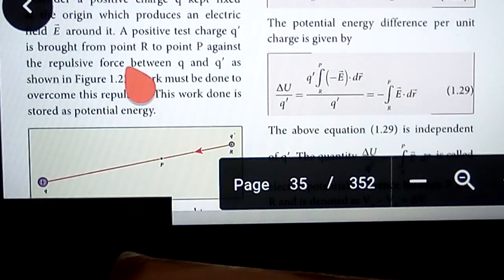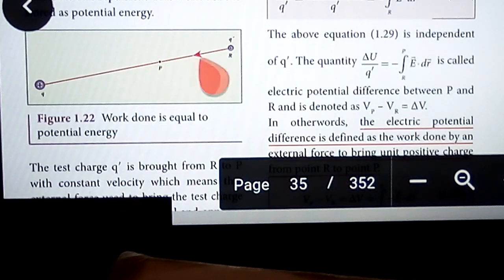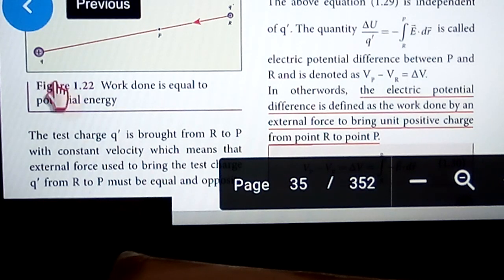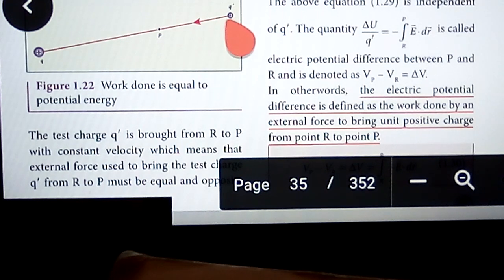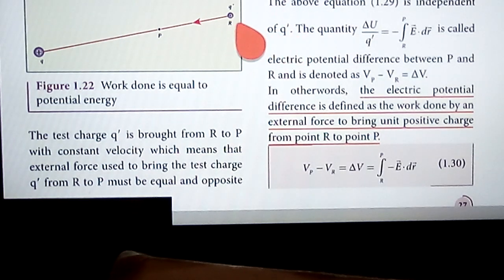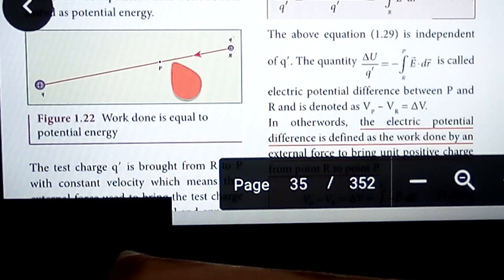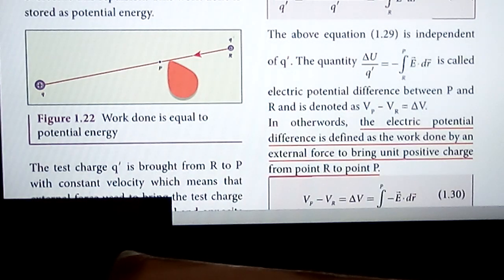To calculate the electrostatic potential energy and the electrostatic potential, consider a positive charge plus Q, which is kept at a fixed point that you can take as the origin, and that produces an electric field E around it. You should bring a positive test charge Q dash from a point R to the point P. So there should be a repulsive force between the two charges Q and Q dash, and you should bring this test charge against that repulsive force.